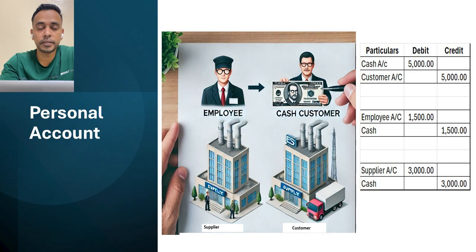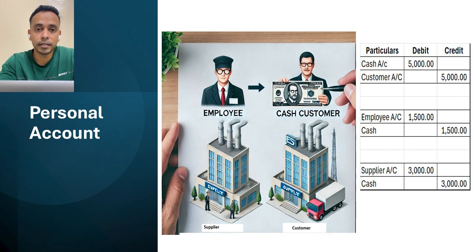And secondly, we will discuss personal account. The golden rule for the personal account is debit the receiver, credit the giver. Personal account is related to persons, that means natural or artificial, whichever it is. Suppose we receive cash from one customer, so we have to identify this account. So cash, as we discussed, is a real account because it's an asset.